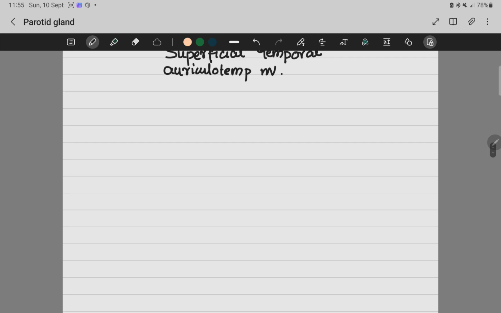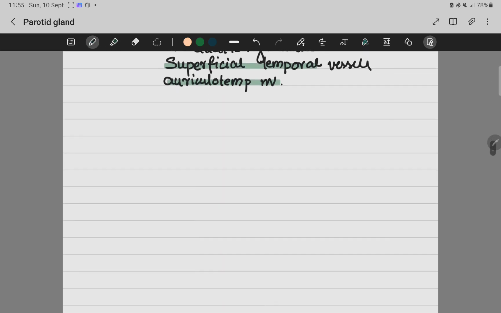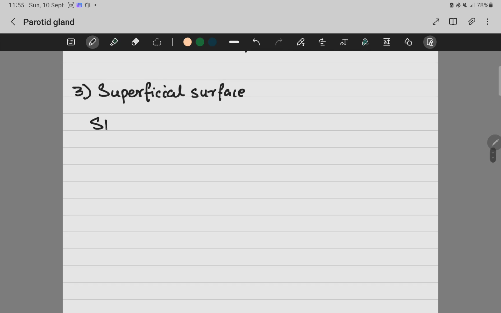The second and the third, these two are important. Actually, we don't usually remember this, so I'll just highlight these vessels. And the third one is the superficial surface, the largest superficial surface. From above downwards, we can see the skin. First, it will be the skin. Then it will have the superficial fascia, as every organ has it, superficial fascia that has three things.